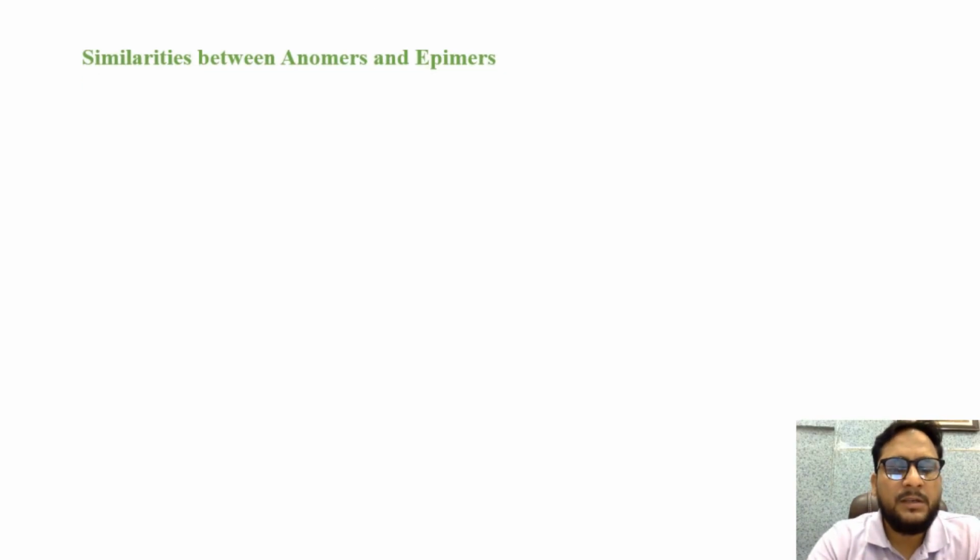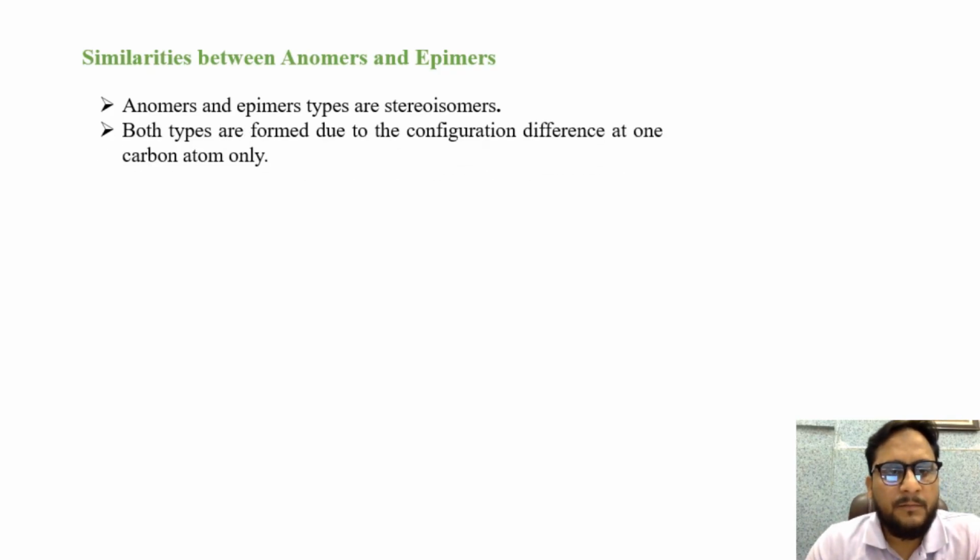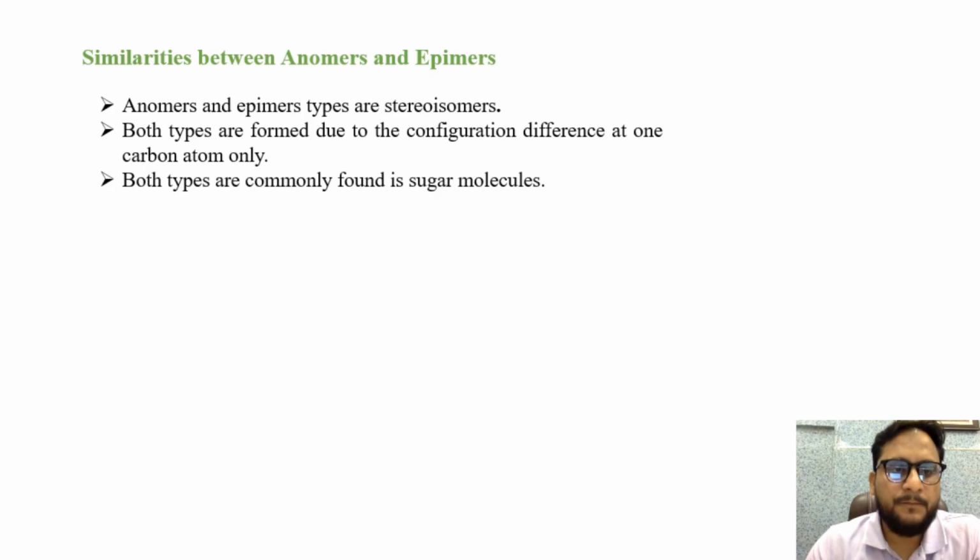Some similarities or interesting features of anomers and epimers: they are stereoisomers, and both these stereoisomers contain more than one chiral center, more than one stereo center, and out of those stereo centers they have different configuration at one stereo center only. These anomers and epimers are commonly found in case of sugar molecules like glucose, galactose, mannose, fructose. They all are sugar molecules.